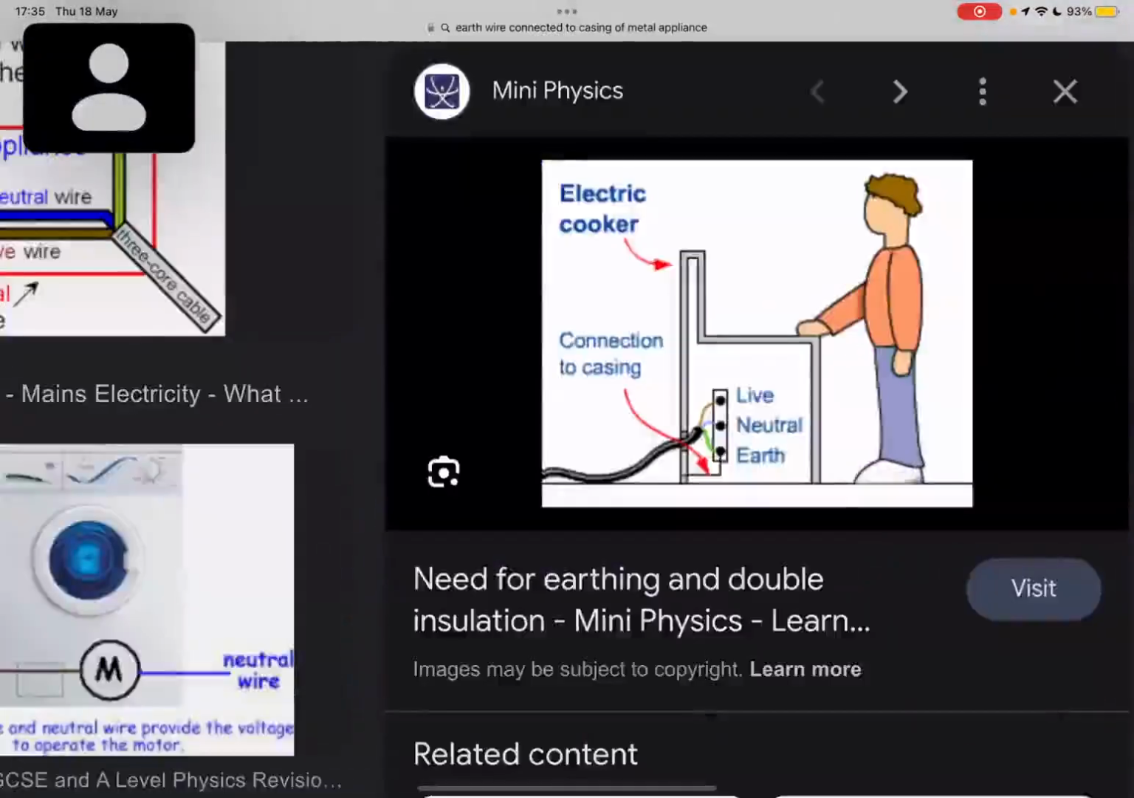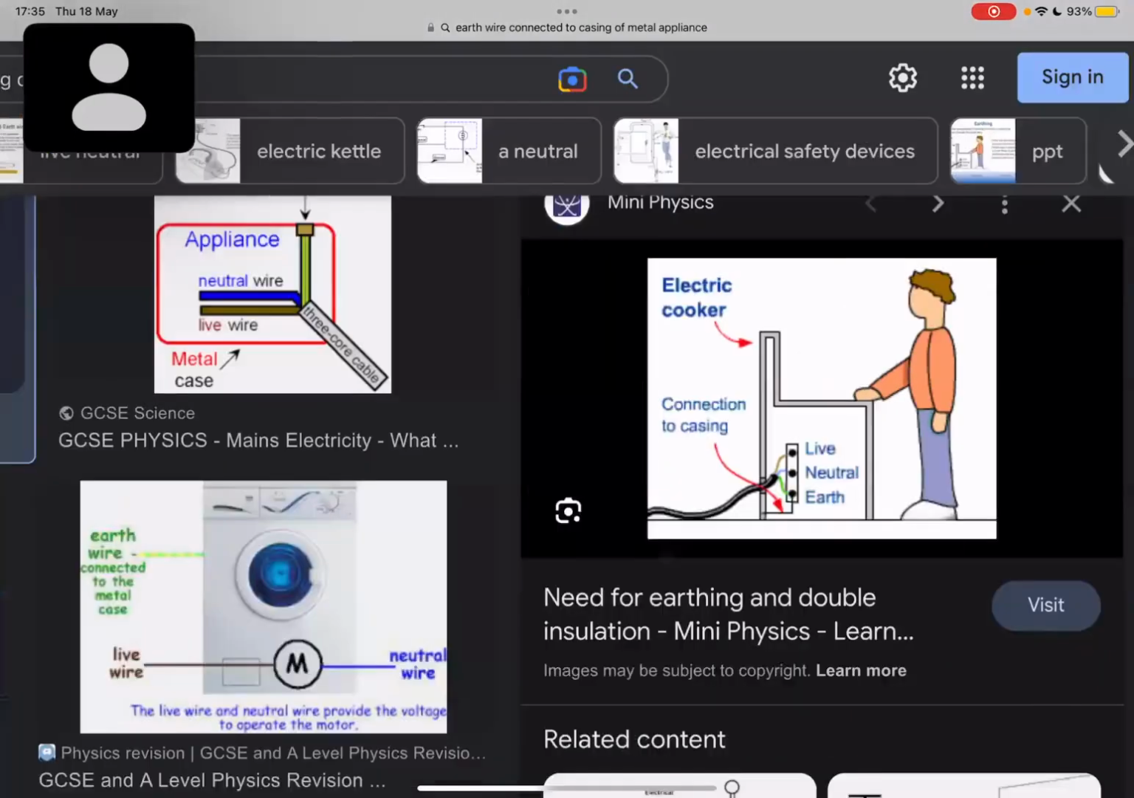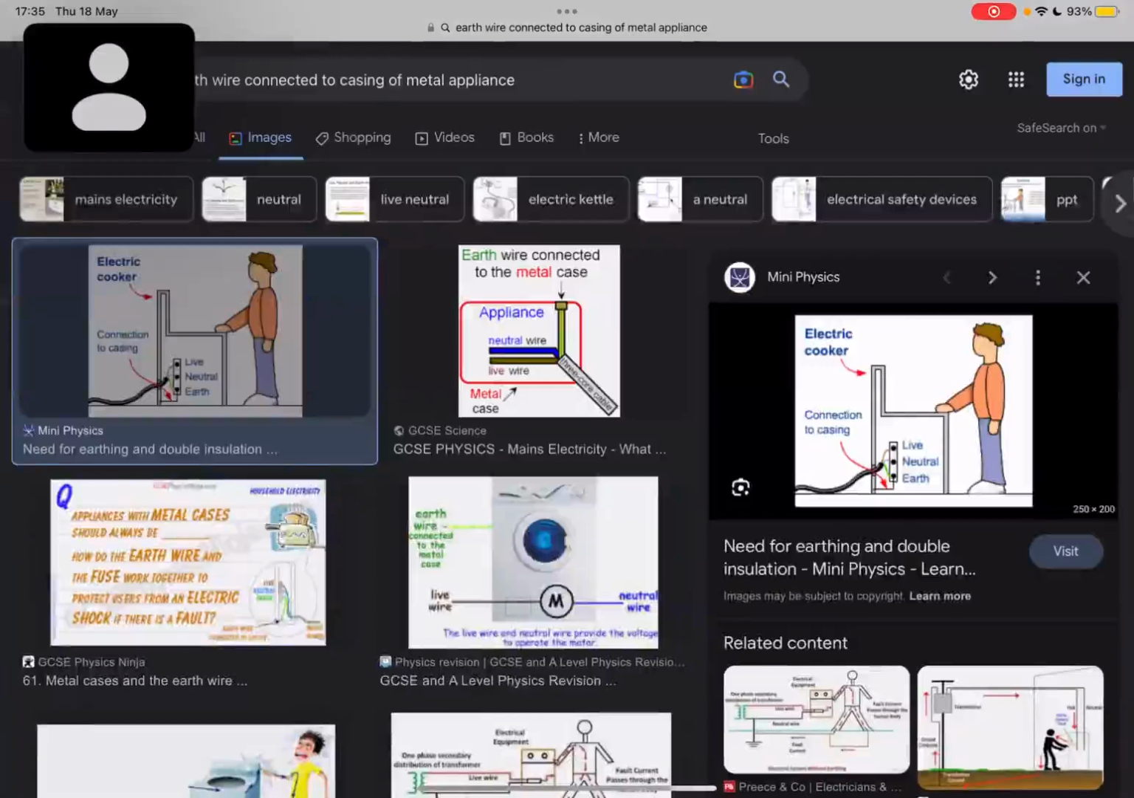Okay. So these are your three wires. You've got your live, neutral, and earth. And the earth is actually connected to the outside of a cooker, let's say. Okay. Another example, washing machine.